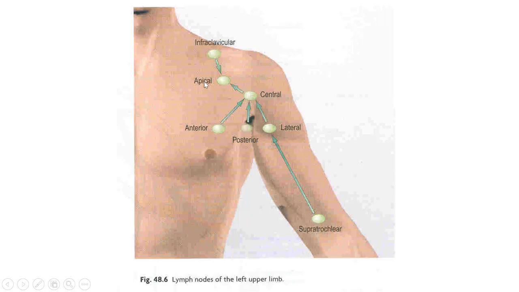The nodes of the apical or infraclavicular group. These nodes lie deep to the clavipectoral fascia along the axillary vessels. They receive lymph from the central group, from the upper part of the breast, and from the thumb and its web. The lymphatics from the thumb accompany the cephalic vein.